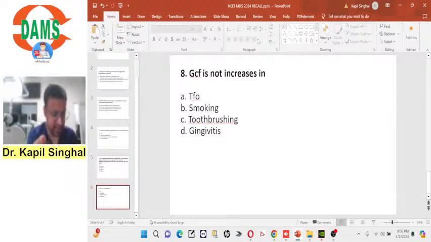Coaggregation, we have already discussed. It is caused by gram-negative bacteria. The first question was this. We have discussed that coaggregation is mainly caused by gram-negative bacteria. Any questions on implants?